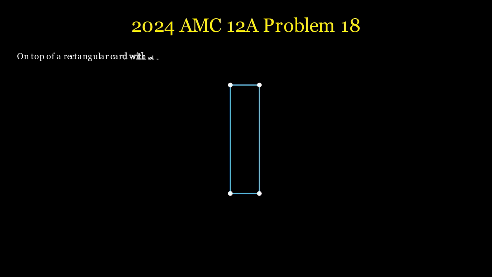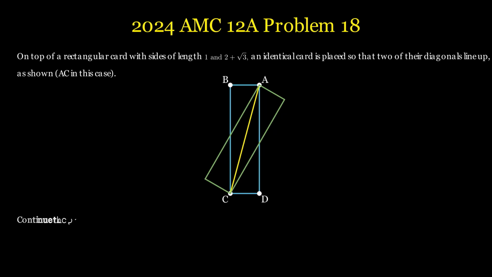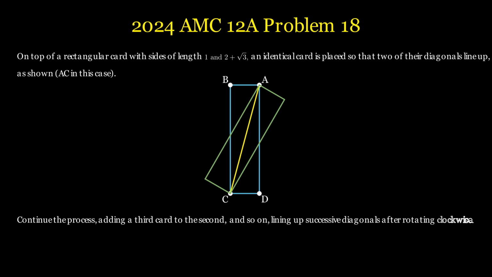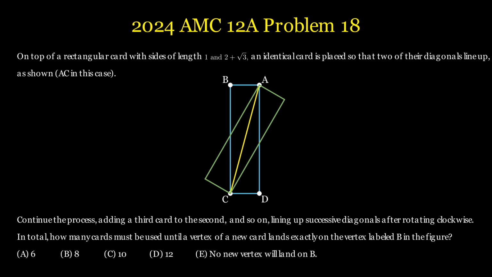On top of a rectangular card with sides of length 1 and 2 plus the square root of 3, an identical card is placed so that two of their diagonals line up as shown in the diagram, with AC being the aligned diagonal. Continue the process, adding a third card to the second, and so on, lining up successive diagonals after rotating clockwise. In total, how many cards must be used until a vertex of a new card lands exactly on the vertex labeled B in the figure? The options are A 6, B 8, C 10, D 12, and E, no new vertex will land on B.